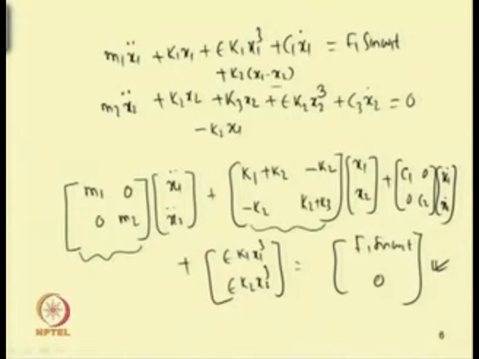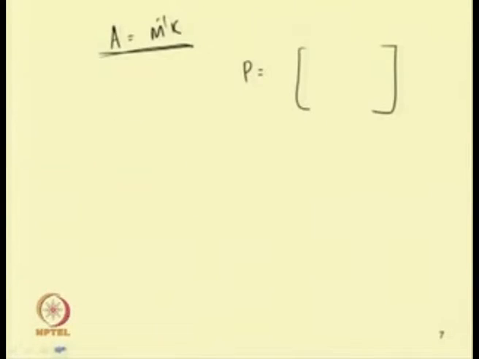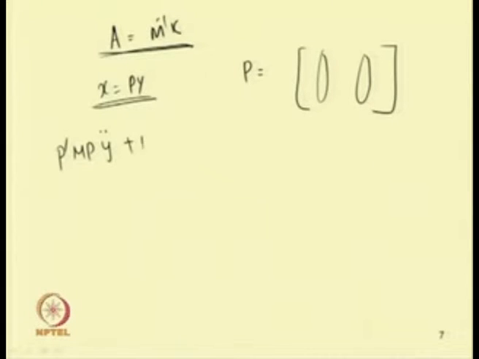So, in this case, this is a 2 degree of freedom system. So, we will have 2 eigenvalues, and corresponding to these 2 eigenvalues we will have 2 eigenvectors. So, using these 2 eigenvectors, we can uncouple this equation by using P transpose M P. So, let us take x equal to P y. So, if you take x equal to P y, then we can have this P transpose M P y double dot plus P transpose K P y.